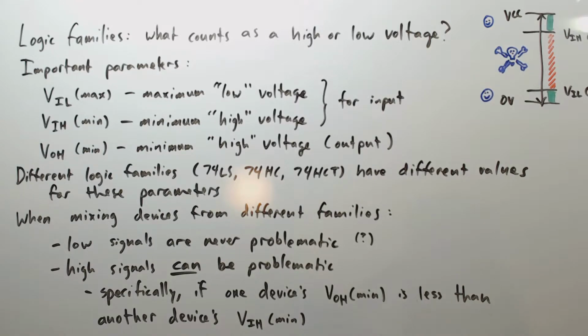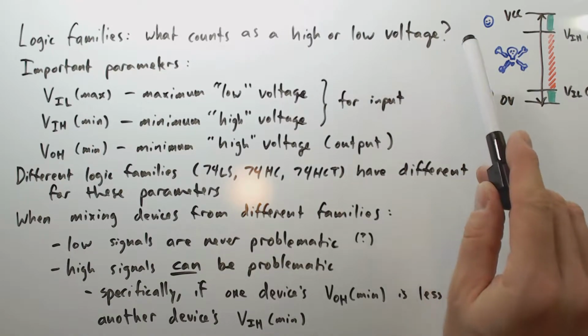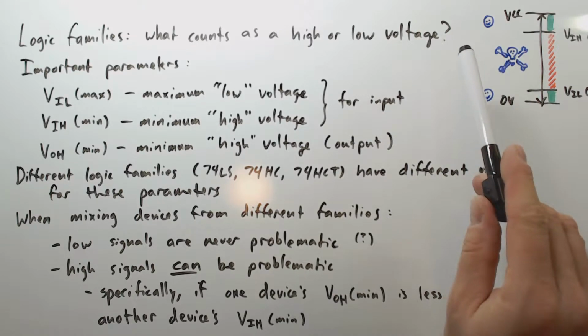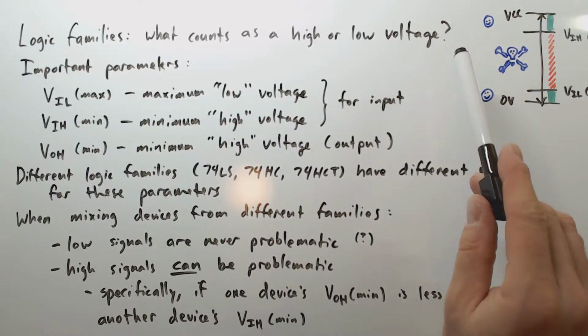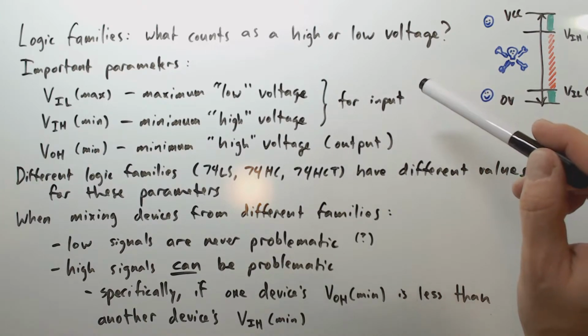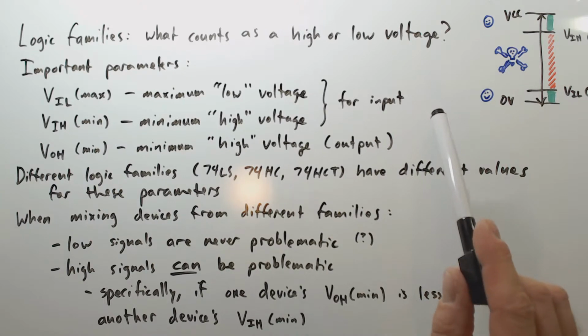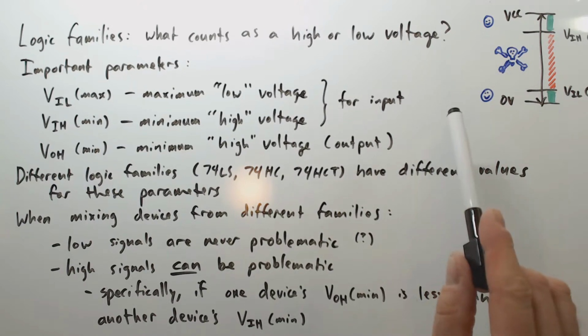All right, so now let's talk about logic families. Different logic families essentially have different ways of defining what counts as a high or low voltage. There are parameters which are essentially thresholds for how low a low voltage needs to be and how high a high voltage needs to be.